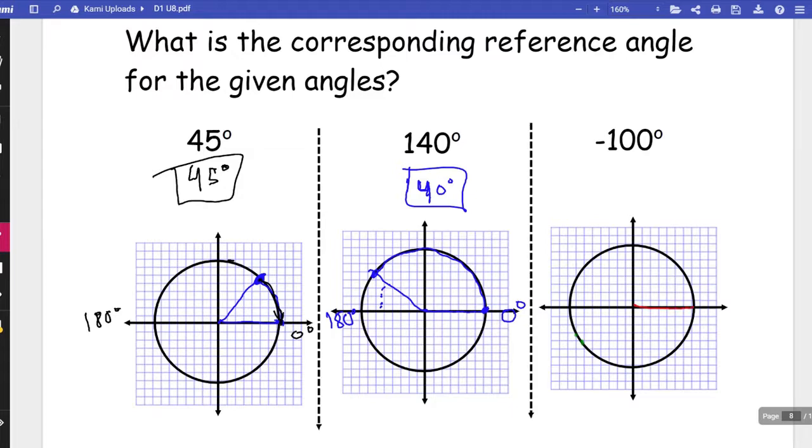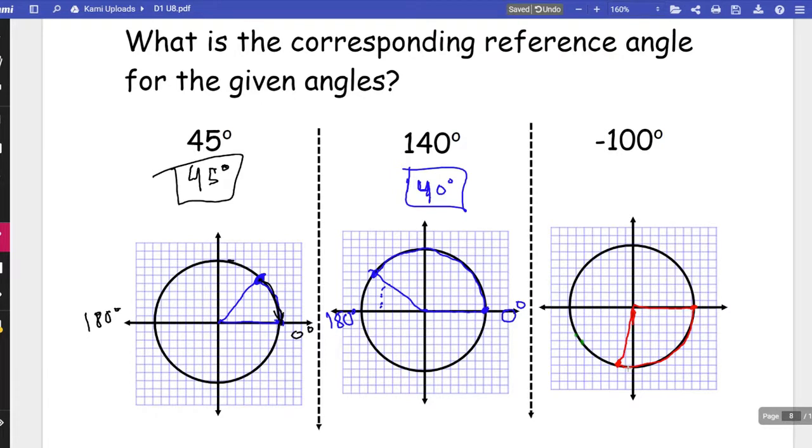So we start at the initial side. Again, same positive x-axis start spot. Negative 100 degrees, we'd have to go past the negative 90. It's like the y-axis, and then only like 10 more degrees. So we're down here somewhere. Okay, again, negative degree measurement. So we went in the clockwise direction.